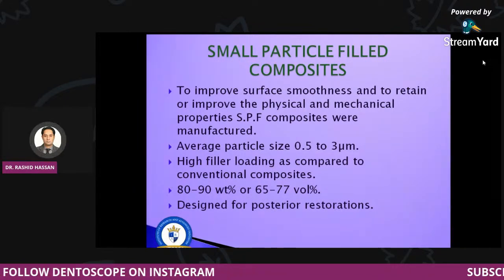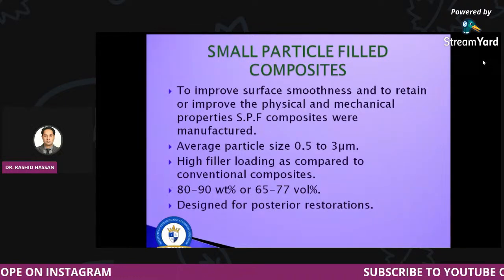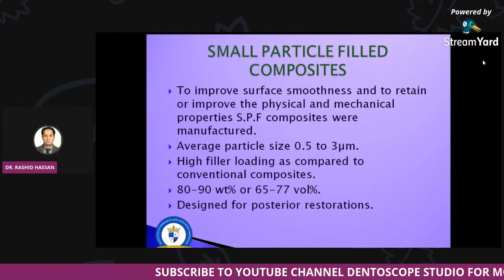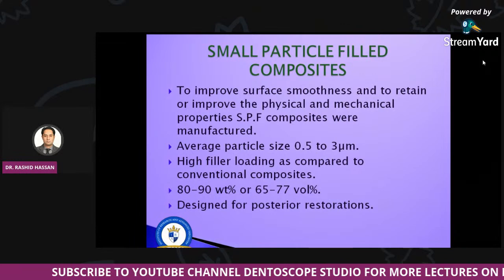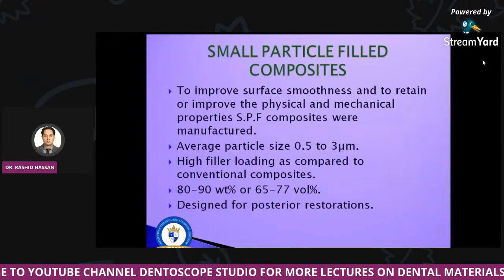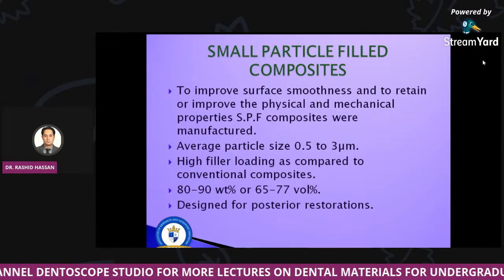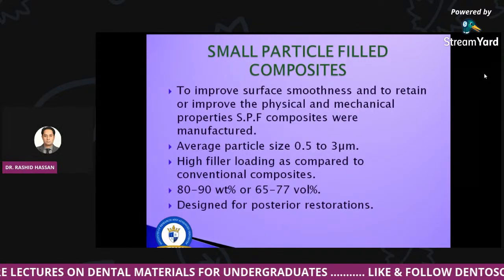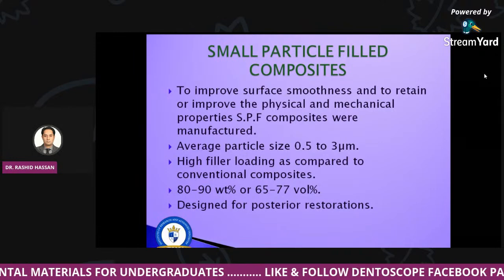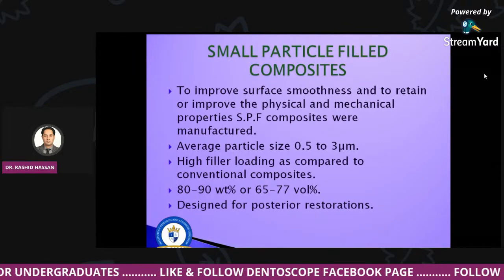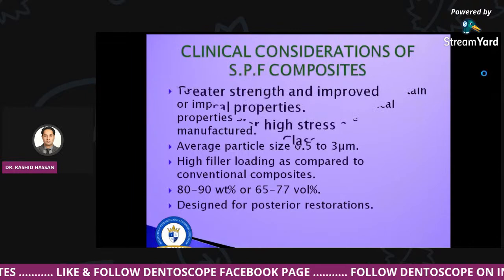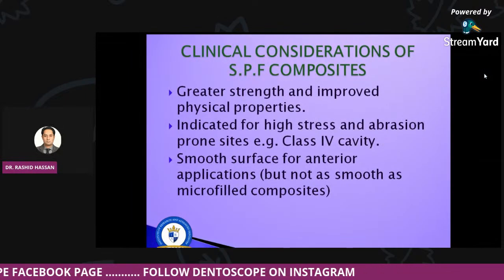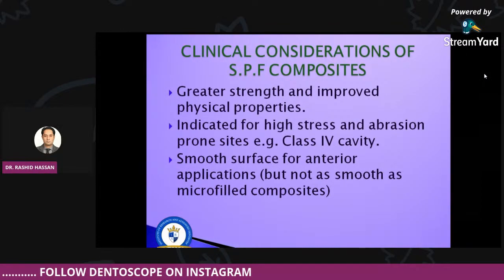That's why all the properties, all the benefits that I told you in the start, which were because of the filler particles, the more the filler, the more the properties are going to improve, right? Because the size was small, there was more filler loading in the dental composite, 80 to 90%. 80 to 90% is quite high, and it is designed for posterior restoration so that it can withstand the occlusal forces in the posterior molar regions.